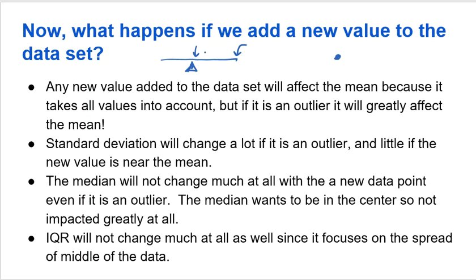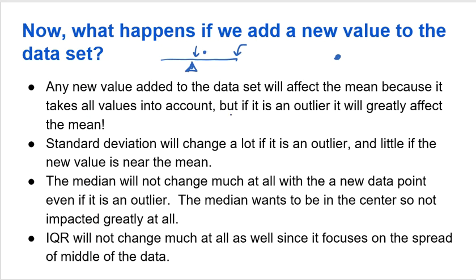But if you add a value that is close to the mean, well, that's not going to have as much of an effect. The standard deviation might actually even go down a little bit, not a lot, but a little bit, because again, you're adding a value close to the mean, and the standard deviation measures how far data is from the mean. Now, the median and the IQR actually will not change that much with the addition of one new value.